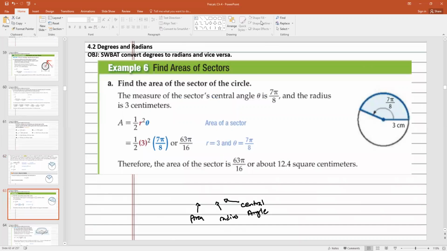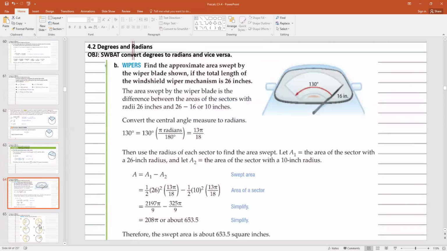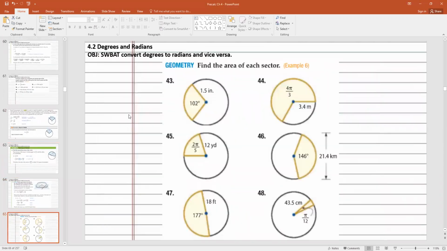All right, so here's an example from the book. And here we want to find the area of each sector. So now remember, theta should always be in radians when you're calculating with other units. You don't want to calculate with degrees.